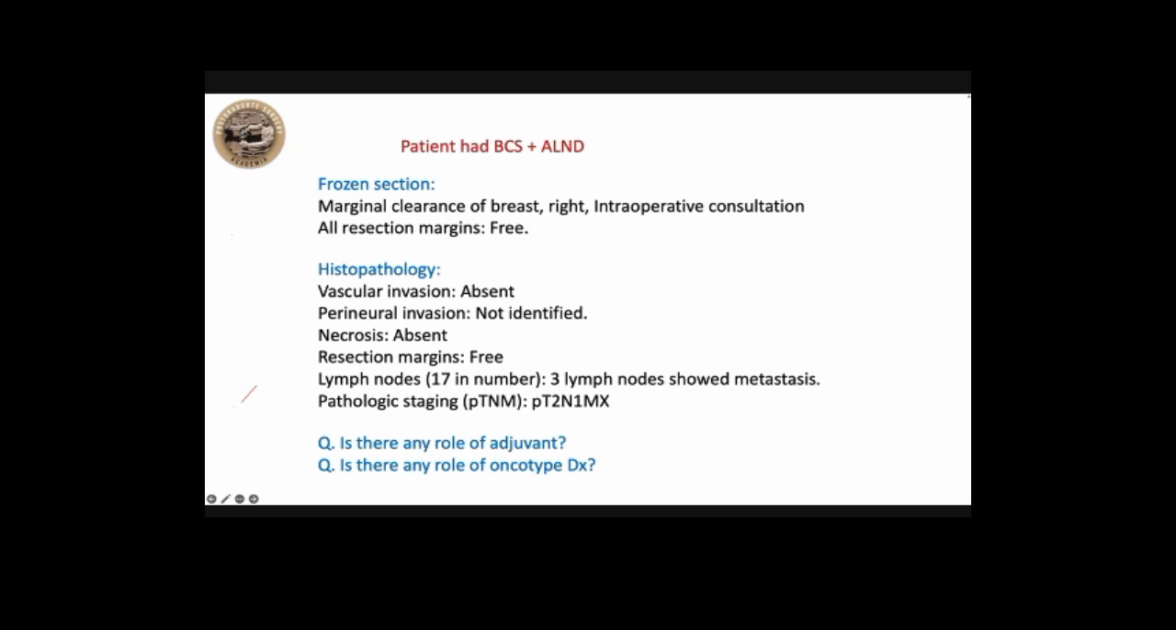So if there are like 10 lymph nodes positive out of 17, that time I will also go for radiation to the axilla as well, level 1 and 2. Okay.